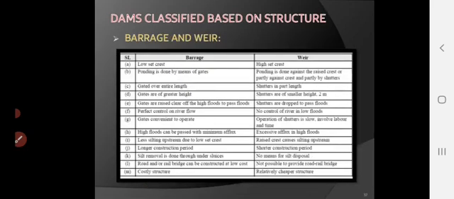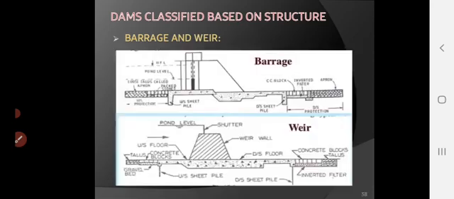Now next, dam classification based on structure. Small height dams are known as weir and barrage. Here I directly show you the comparison between weir and barrage. Before this, let's see the figure. So what we can see, there are many components over here, but this is the cross section. First I would like to say this is the cross section of two barriers. Where is the barrier?